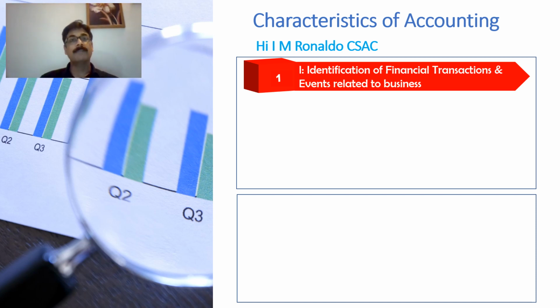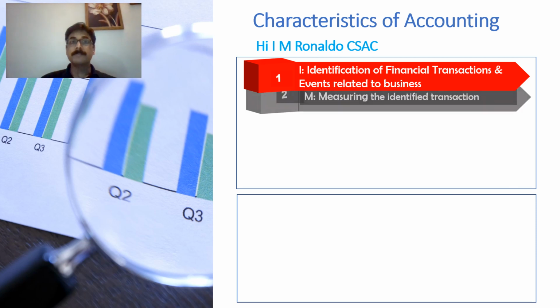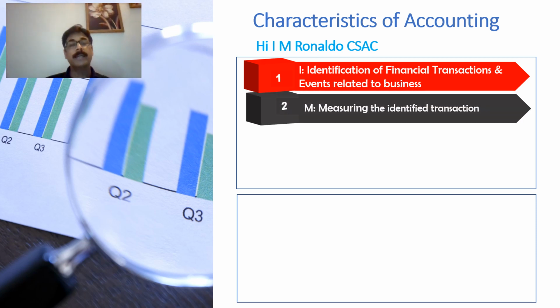Now the second alphabet over here is M. M stands for measuring the transaction in money terms. So anything which we cannot measure in money terms, we will not record. If we say there's a resignation by a manager, this transaction will not be recorded in the books of account because there's no money terms. What amount shall I record? So anything which cannot be quantified in terms of money cannot be recorded.